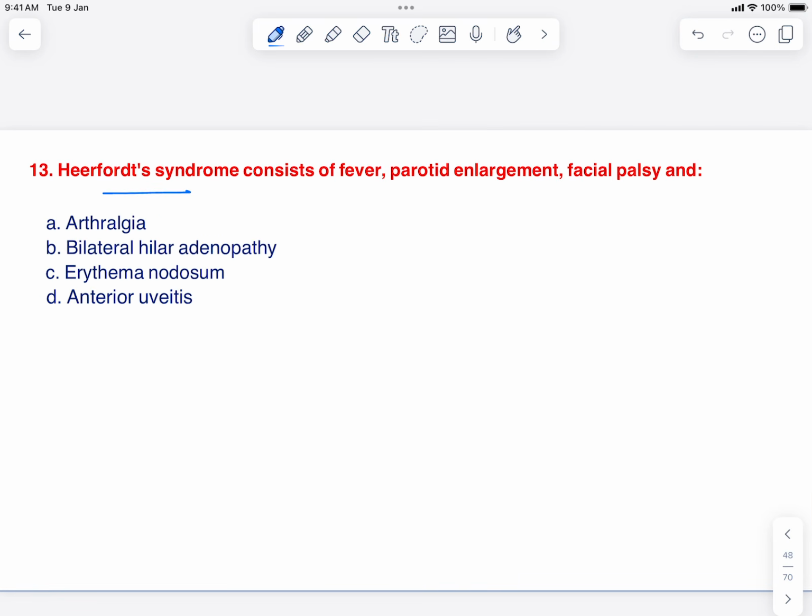Heerfordt syndrome consists of fever, parotid enlargement, facial palsy, and arthralgia, bilateral hilar lymphadenopathy, erythema nodosum, and anterior uveitis. So remember, in Heerfordt's, you don't have this bilateral hilar lymphadenopathy. What is very important along with the fever, parotid enlargement, facial palsy is the anterior uveitis, right? So what is another name for the Heerfordt syndrome? It is also known as the uveo-parotid fever.